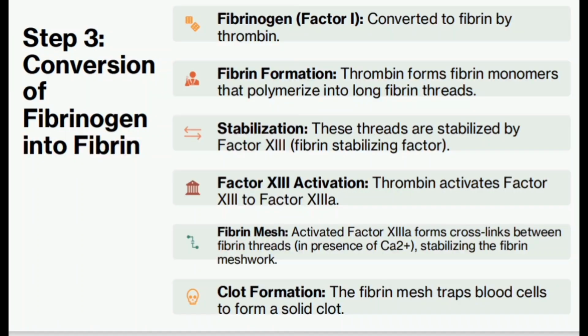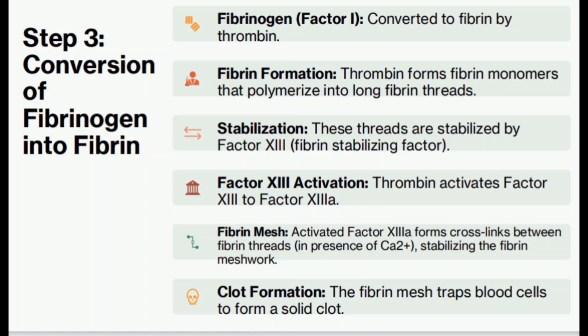Step 3 is the conversion of fibrinogen into fibrin. Fibrinogen, that is factor 1, is converted to fibrin by thrombin. Then fibrin formation. Thrombin forms fibrin monomers that polymerize into the long fibrin threads. Stabilization: these threads are then stabilized by factor 13, that is fibrin stabilizing factor.